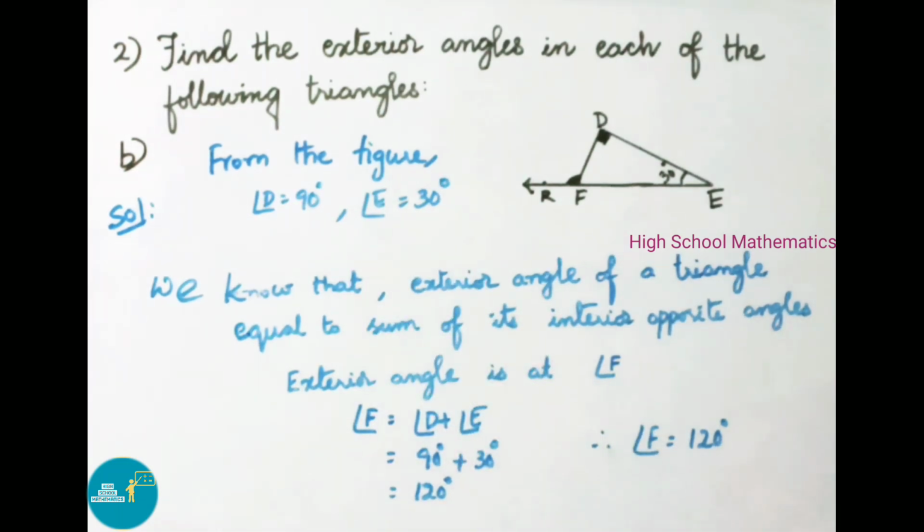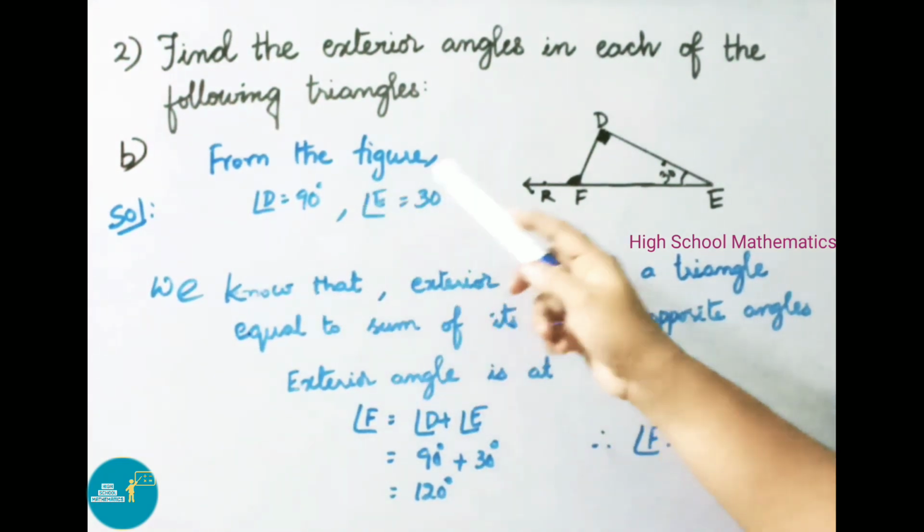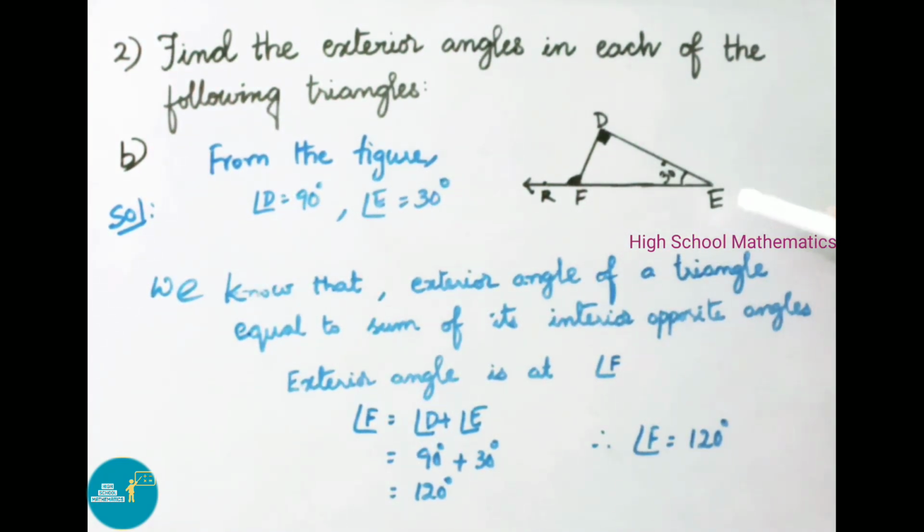See now second question B sum. Here in this figure, angle E is 30 degrees and angle D is a right angle, that is 90 degrees. The exterior angle is at F. Let us see the solution. From the figure, angle D is 90 degrees, angle E is 30 degrees. We know that the exterior angle of a triangle is equal to the sum of its interior opposite angles. Here the exterior angle is at angle F. Therefore angle F equals angle D plus angle E, that equals 90 degrees plus 30 degrees, that is 120 degrees. Therefore exterior angle F is equal to 120 degrees.